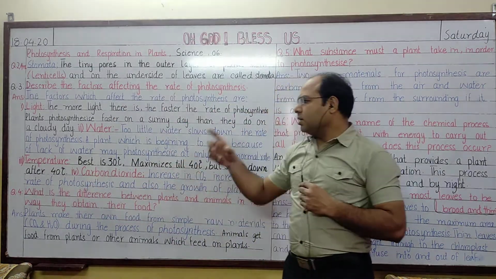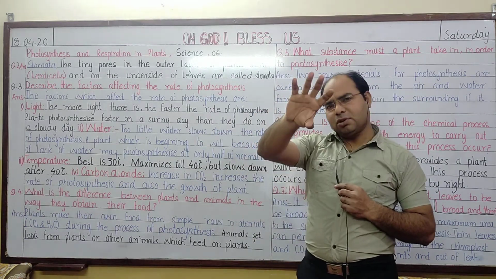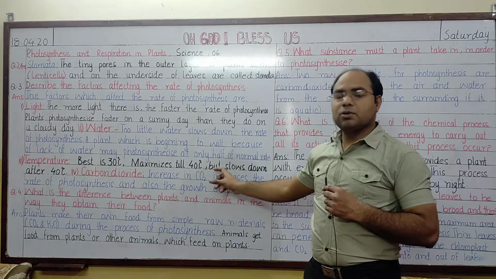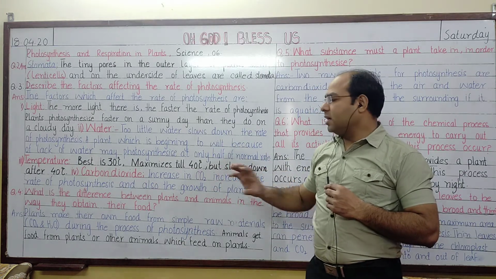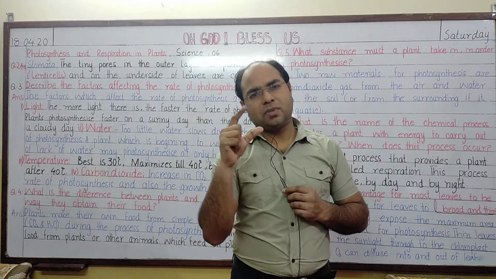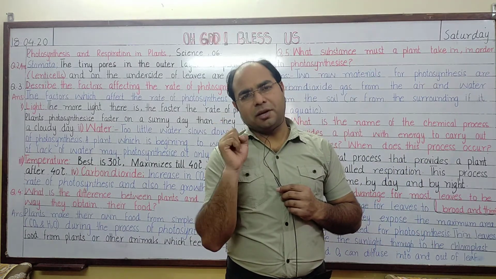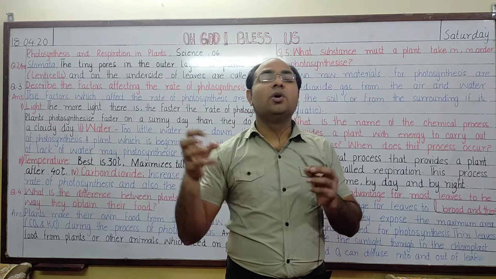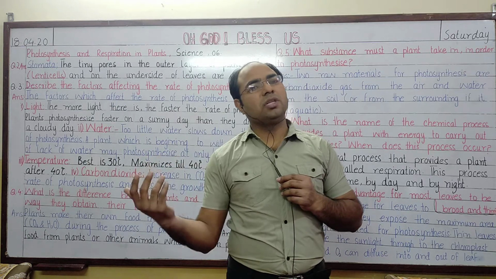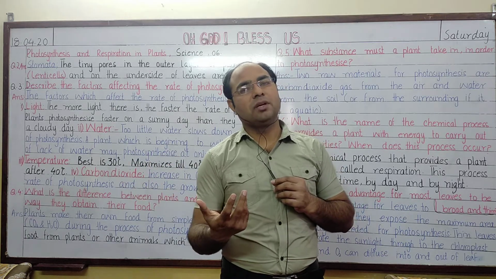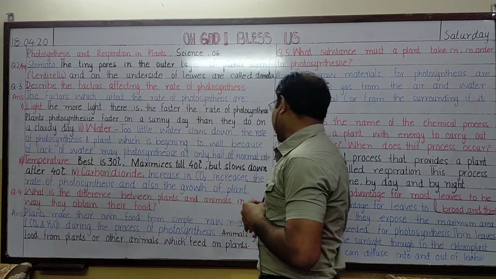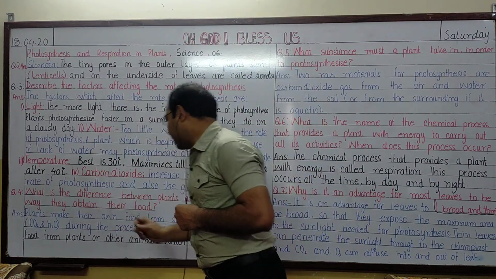Somehow these words might be different in your notes. You learn them from there. I have written somewhere in short form, so you don't need to worry about that. Meaning is same. So there are 4 factors involved: light, then water, then temperature, and then carbon dioxide. All these 4 factors are very important, and if they are not there, the photosynthesis process will not be continued. Then, what is the difference between plants and animals in the way they obtain their food?